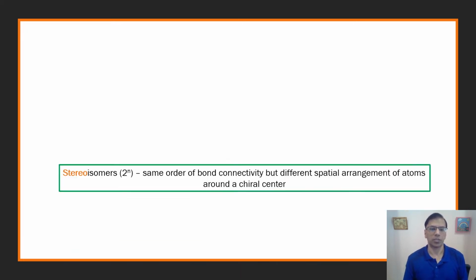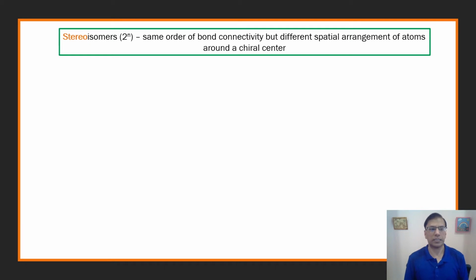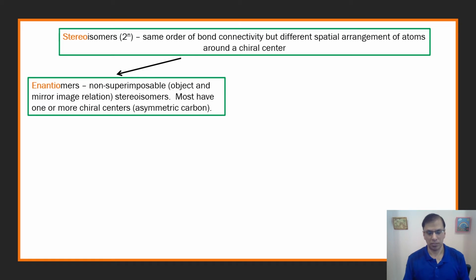Now let's talk about stereoisomers. Stereoisomers are also isomers, but the only thing they differ in is the arrangement of the atoms spatially in 3D form. So let's look at some examples. Stereoisomers are further subclassified into enantiomers. So what are enantiomers? Enantiomers are molecules that cannot be superimposed. So let's look at an example.